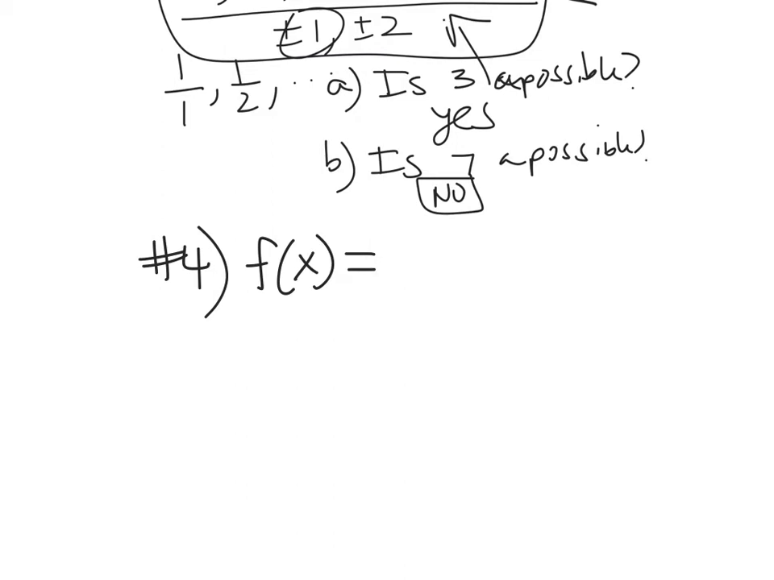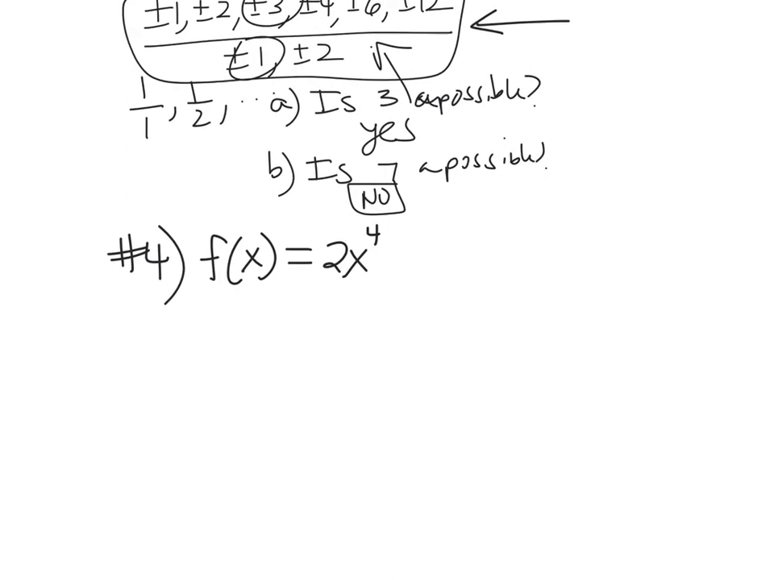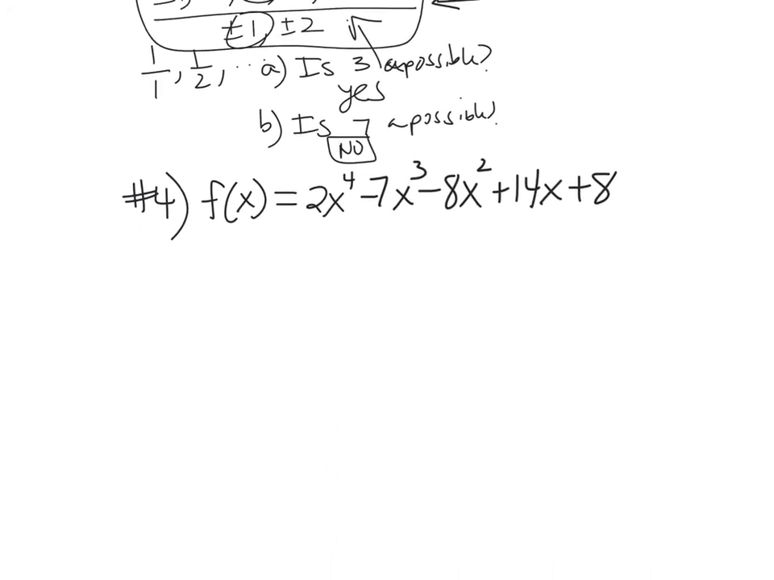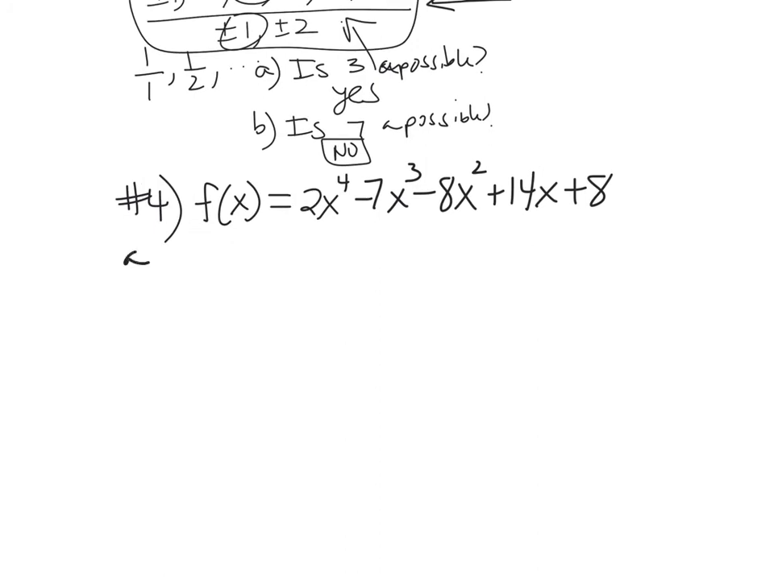So f of x equals 2x to the 4th minus 7x cubed minus 8x squared plus 14x plus 8. Okay, that's a really big polynomial there. So we're going to do a bunch of things. We are going to list all the possible zeros, okay? Then I'm going to tell you a couple of zeros that do work, and then we're going to do some things after that. So let's start with this part. List all the possible zeros.